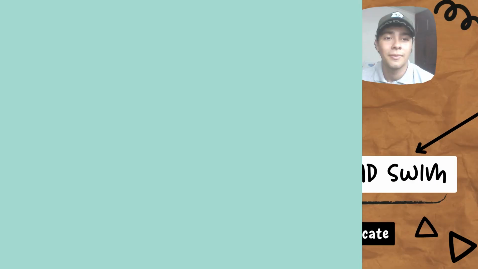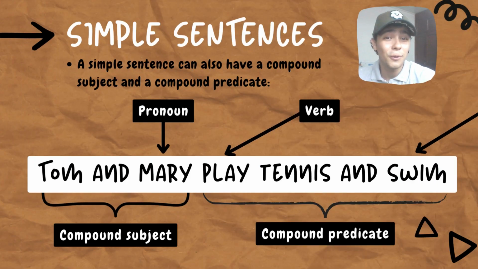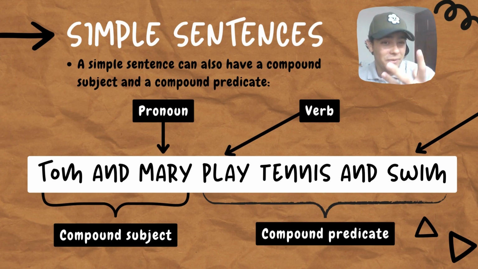As we were talking in the last slide, we can find a sentence with a compound subject and a compound predicate. In this case, we have: Tom and Mary play tennis and swim. We have two verbs, so it's a compound predicate, and this is still a simple sentence.